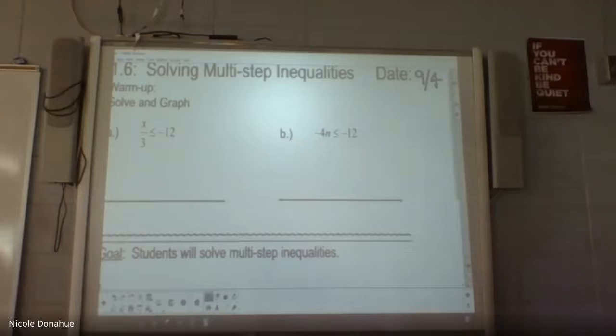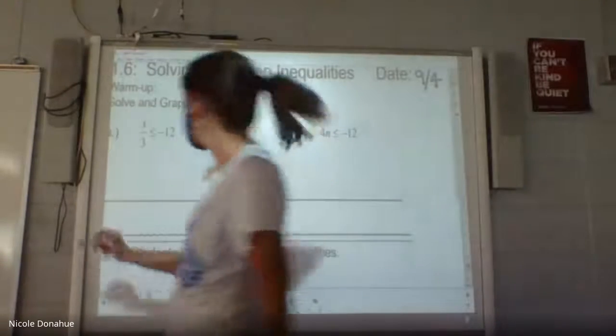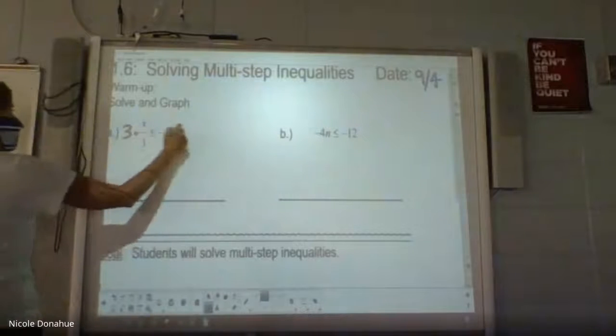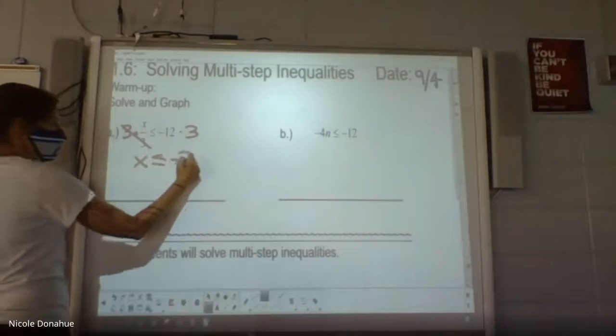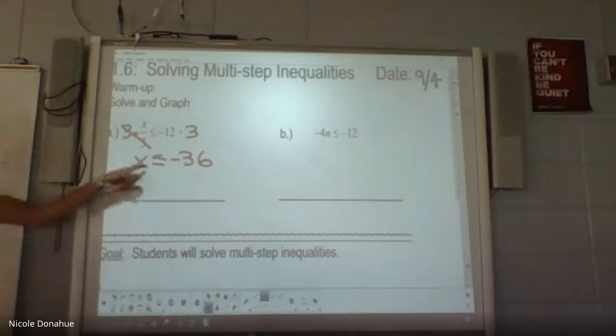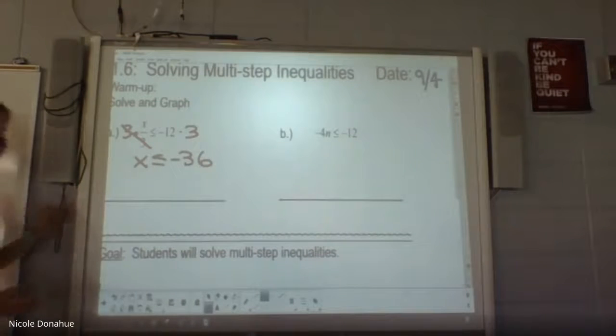So on letter A, what do you think we should do? Multiply by 3. So x is less than or equal to negative 36. So this is less than or equal to, the little inequality eating the negative 36. That means that's bigger than the x. So we're going to graph this. We're going to put it on the number line to show where the solutions are.